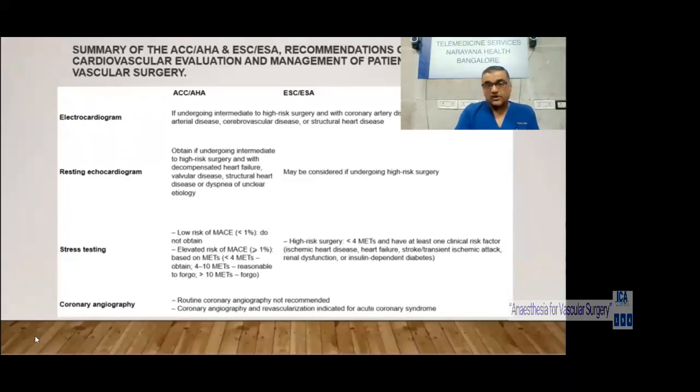According to the European Society, it is required for high-risk surgeries, if METS are less than 4 and the patient has at least one clinical risk factor, that is ischemic heart disease, heart failure, stroke, transient ischemic attack, renal dysfunction, or insulin-dependent diabetes. Coming to coronary angiography, routine coronary angiography is not recommended by both societies. Coronary angiography and revascularization are indicated only for acute coronary syndrome.